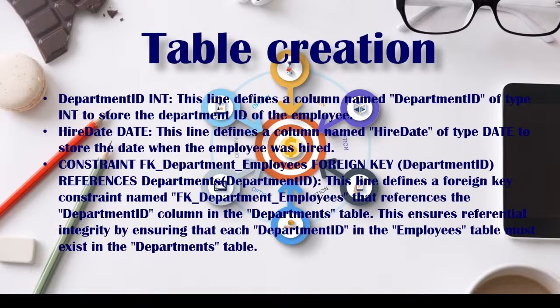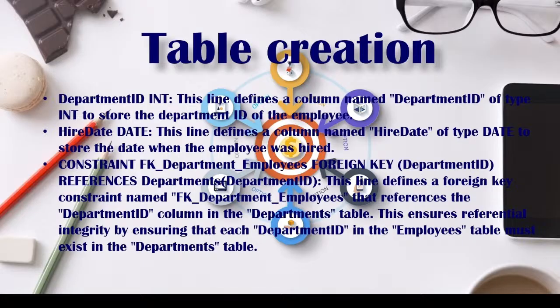Department ID, int. This line defines a column named department ID of type int to store the department ID of the employee. Hire date, date. This line defines a column named hire date of type date to store the date when the employee was hired.